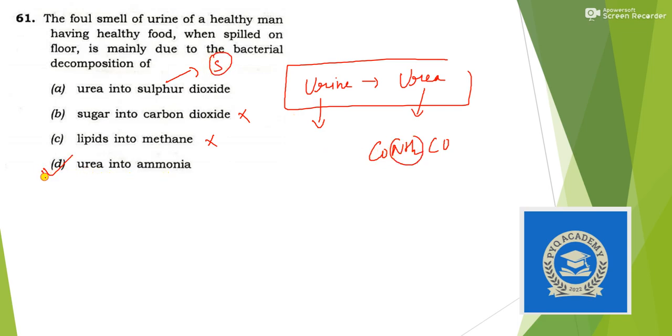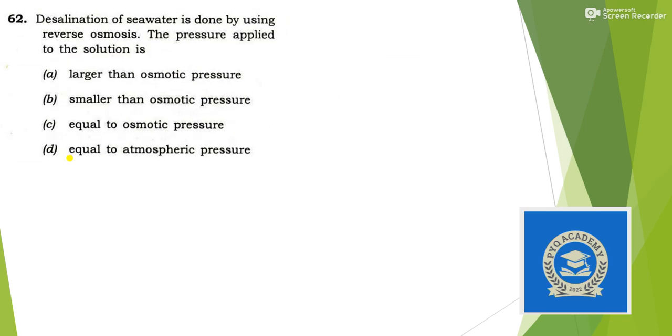So our answer is option D. Okay, so next question: desalination of seawater is done by using reverse osmosis, the pressure applied to the solution. Okay, let's take an example. Let's understand the concept of osmosis and reverse osmosis.